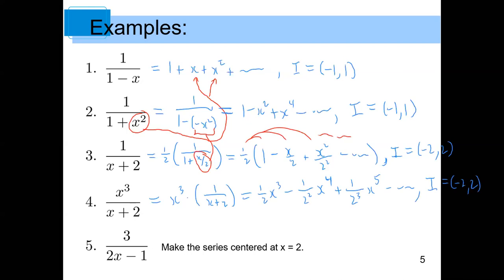And then we left off last time with this one, 3 over 2x minus 1. And we wanted to make a power series. All of these power series are centered at 0. They're actually Maclaurin series, yeah? But on number 5, make the series centered at x equal to 2. Huh. Make the series centered at x equal to 2.